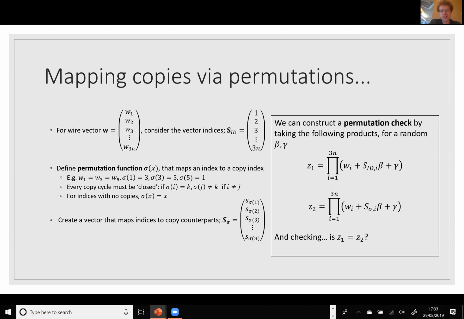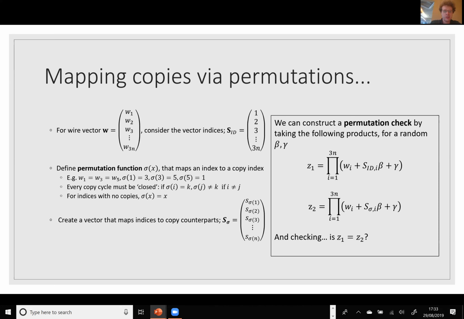The idea is, what you're trying to say is, the value at 1 should be equal to the value at 3, which should be equal to the value at 5, which should also be equal to the value at 1 again. And obviously, if you can prove that, then you've got your correct copy relationship, and so your wires have been connected to the various gates correctly.